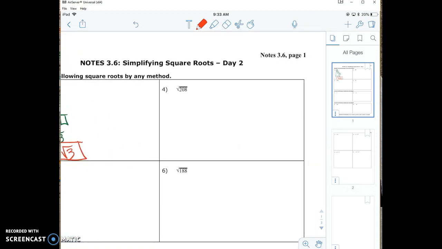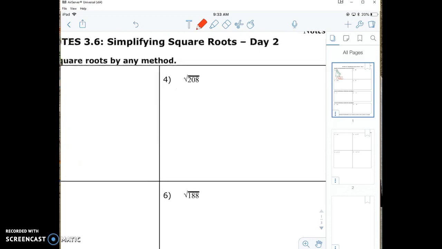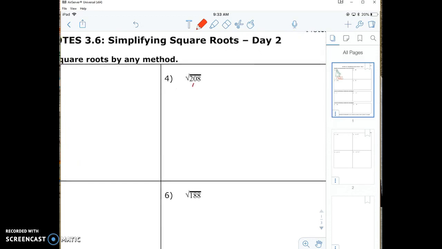Okay, looking at the next one. 208. 208 is divisible by 4. In my calculator, if I do 208 divided by 4, I get 52. 52, I think, is also divisible by 4. 52 divided by 4 is 13.